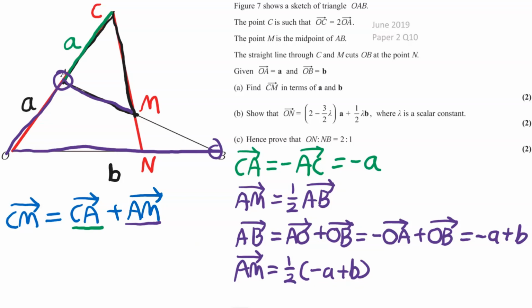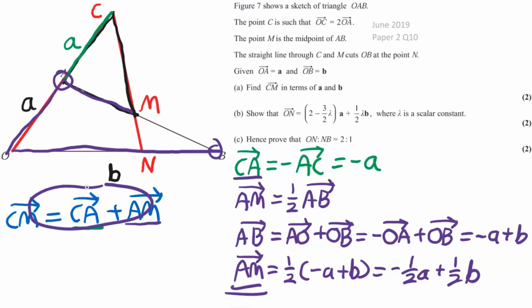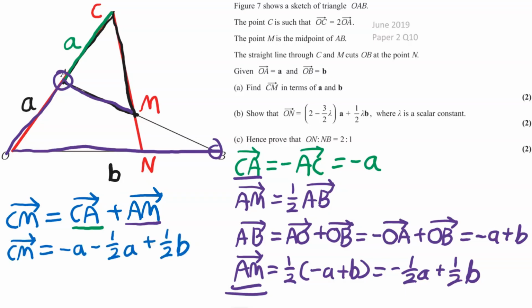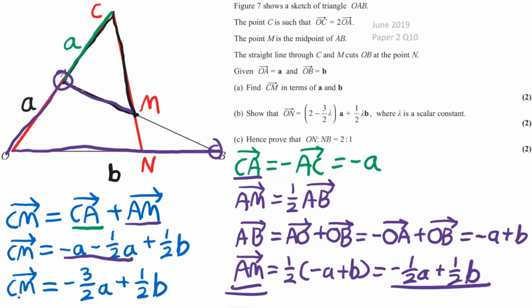Expand the bracket, so it's going to be minus a half a plus a half b. So AM is equal to this here. So we have the values of AM and CA now, so therefore we can just plug this into this here. So CM is going to be equal to minus a, and then minus this, half a plus half b. Minus a half a: minus a minus a half a is equal to minus 3 over 2 a. So that means that CM is equal to minus 3 over 2 a plus a half b.